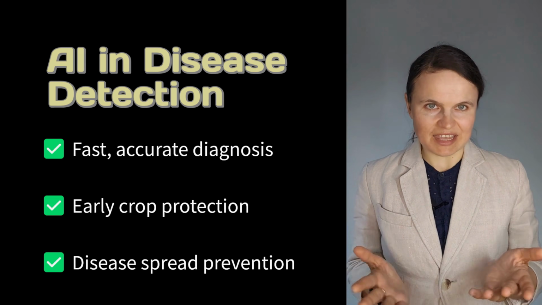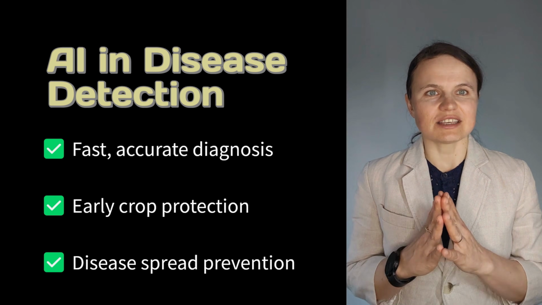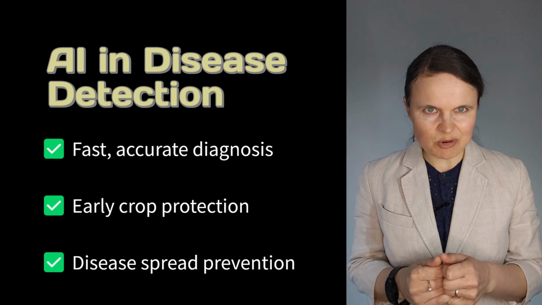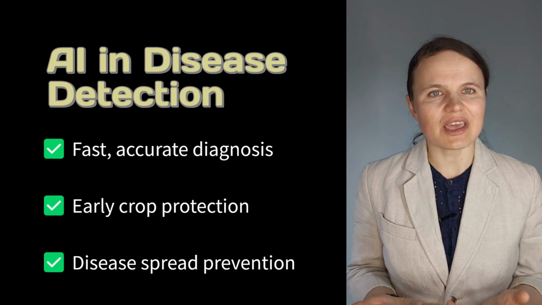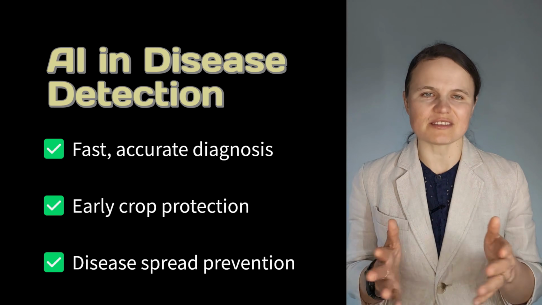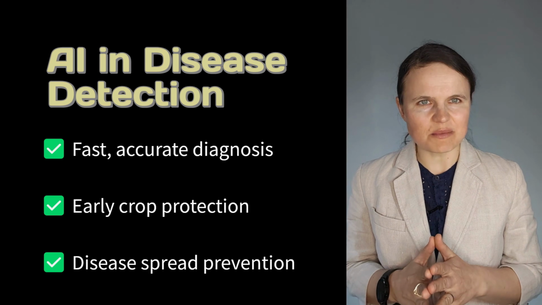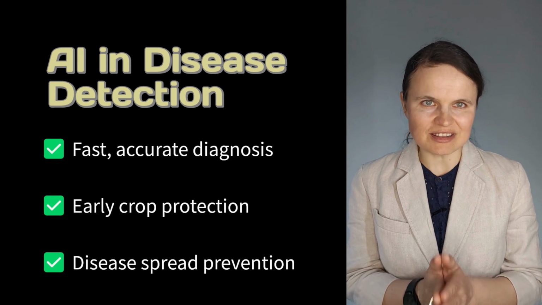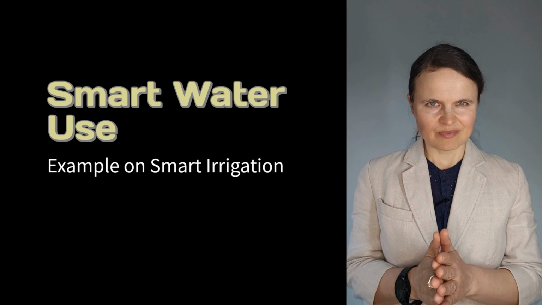Now the farmer has a clear diagnosis and can act quickly to protect the crop. This process is faster, more accurate, and helps prevent the disease from spreading to healthy plants. And that's the power of AI in action. It helps farmers make smart decisions without delay.